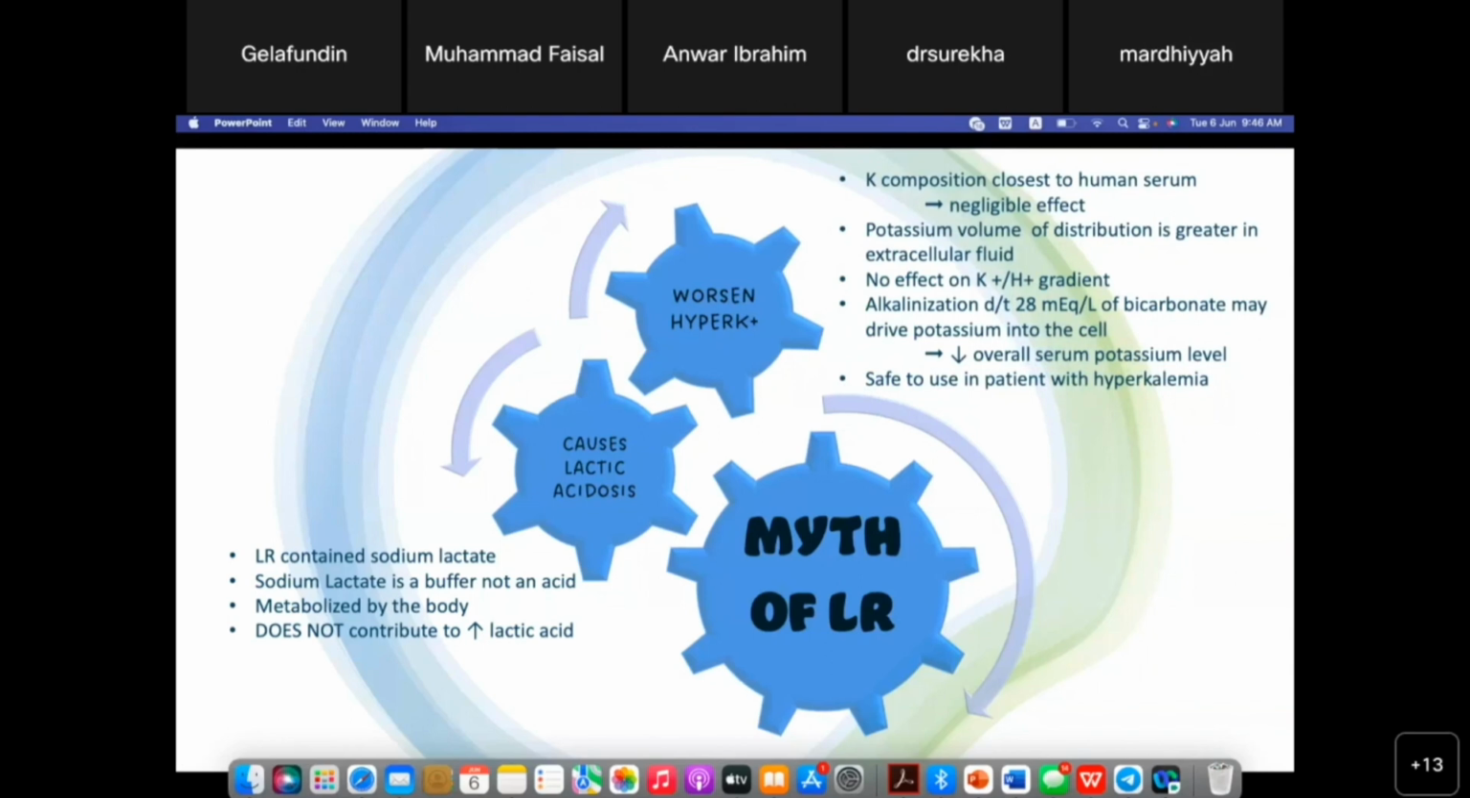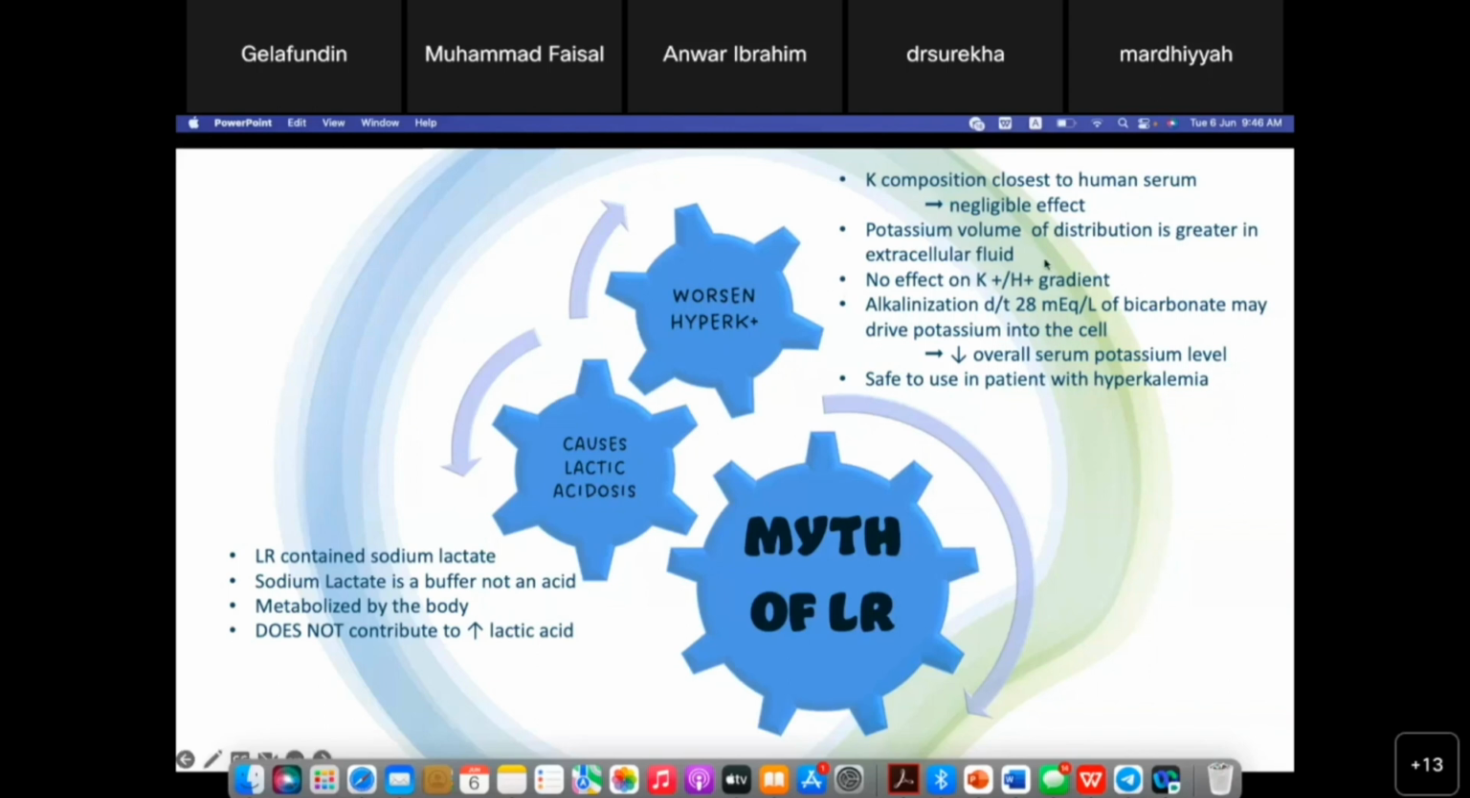Macam I cakap tadi, just now Audit mentioned that the Hartmann or Ringer's lactate, dia punya composition lebih kurang sama dengan what we have in our plasma. So actually it has a negligible effect. Okay, and then the potassium volume of distribution juga is greater in extracellular fluid. So basically tak ada effect sangat dekat potassium and hydrogen ion punya gradient.